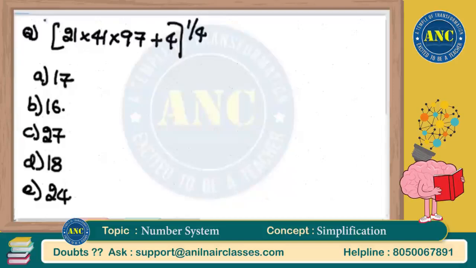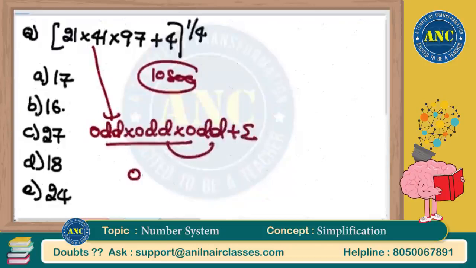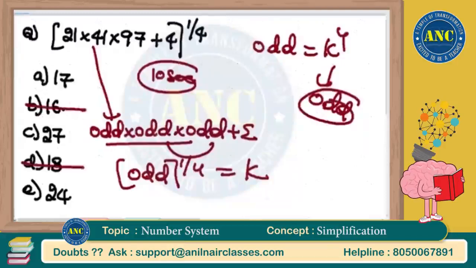How to solve this question using the AMC method, 10 seconds approach? It's a stupid question according to me. 21 is odd, 41 is odd, 97 is odd, 4 is even. Odd, odd, odd plus even is odd. Odd power 1 by 4: if I take the answer as k, then the odd number is k power 4, so the answer should also be an odd number. Three options are out.